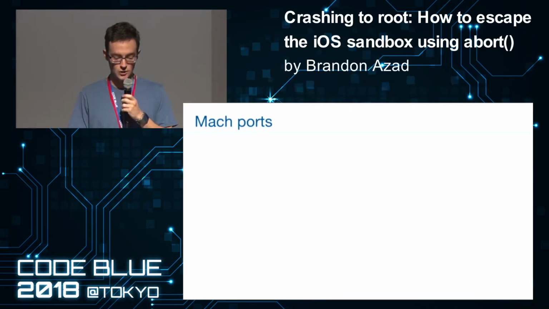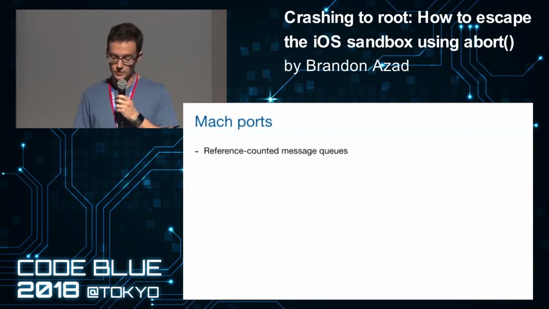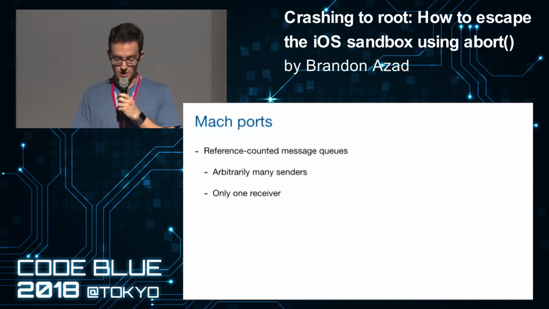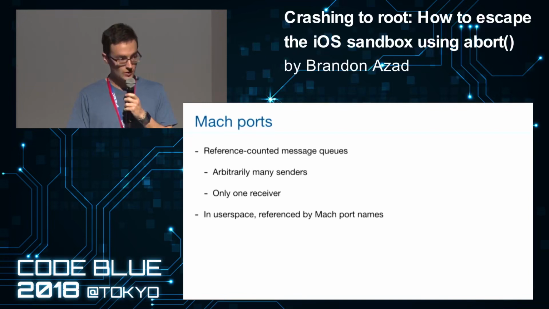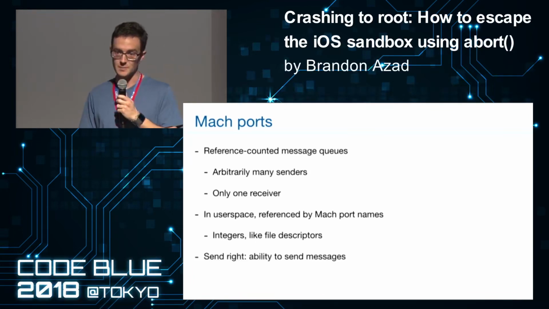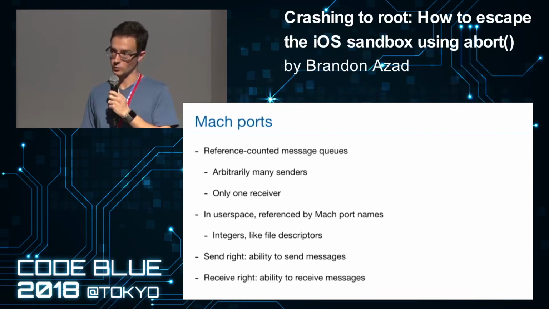IPC on iOS is based on Mach ports. Mach ports are reference-counted message queues maintained by the kernel. Arbitrarily many processes can send messages to the queue, but only one process can receive messages out of the queue. In user space, Mach ports are referenced by Mach port names, which are just integers, similar to how file descriptors are references to files. Now, there's also some terminology related to Mach ports. The ability to send messages to a Mach port is called a send right, while the ability to receive messages out of a Mach port is called a receive right.